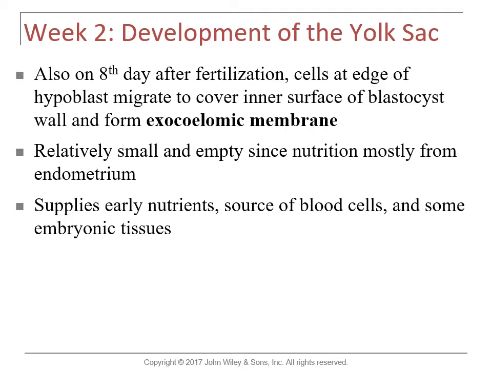Since human embryos receive their nutrients from the endometrium, the yolk sac is relatively empty and small and decreases in size as the development progresses. Nevertheless, the yolk sac has several important functions in humans. It supplies nutrients to the embryo during the 2nd and 3rd weeks of development. The yolk sac is the source of blood cells from the 3rd through 6th weeks. It contains the first cells that will eventually migrate into the developing gonads, differentiate into the primitive germ cells, and many more.